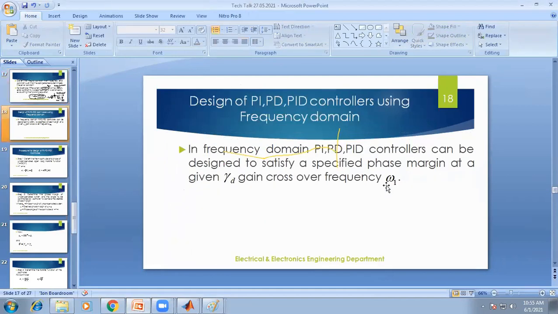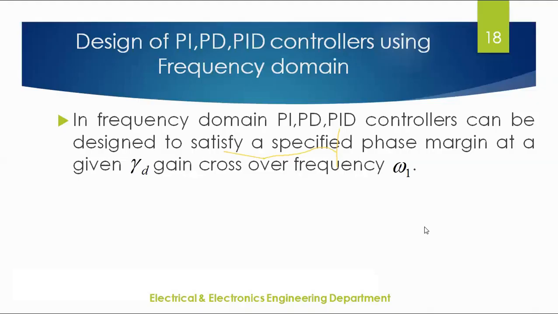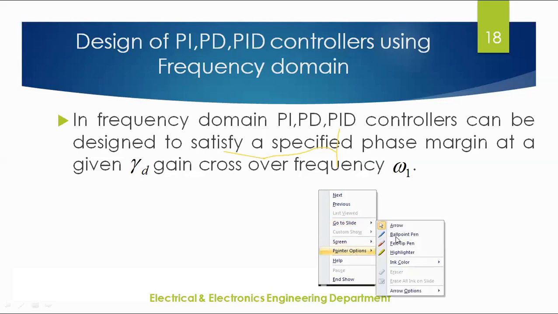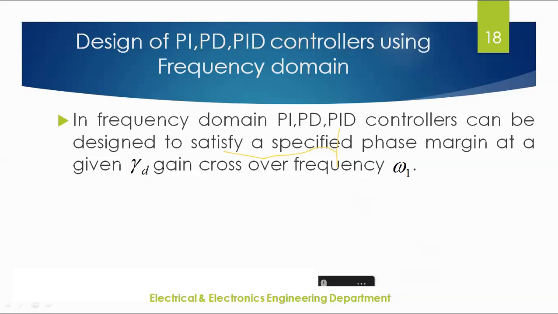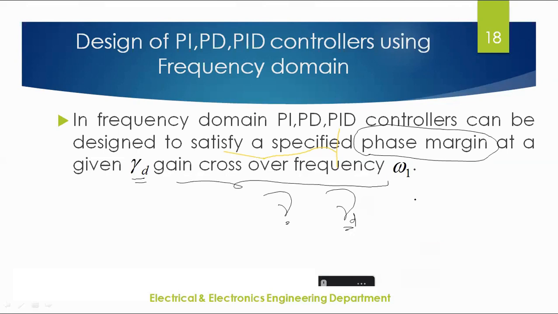Design of PI, PD, PID controllers using frequency domain. Up to now, we discussed the time domain parameters. Here in frequency domain, how to design the Kp, Ki, Kd values with a desired specification of phase margin. Here I'm considering that phase margin, I can represent with this symbol. That is the desired phase margin. Then gain margin, gain crossover frequency, omega n, omega 1.